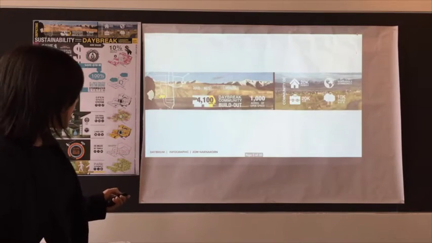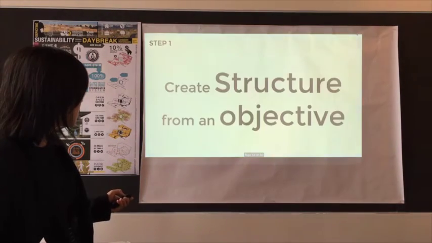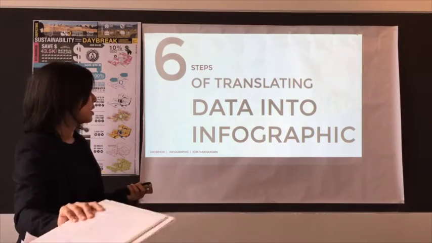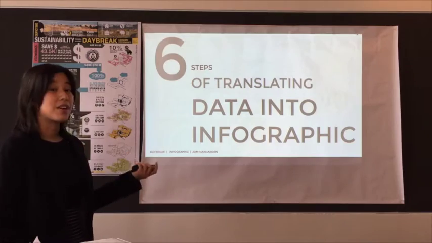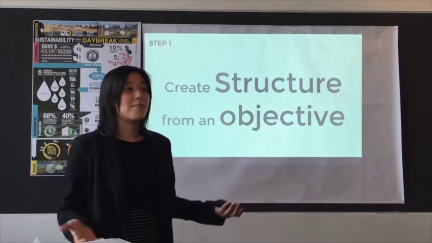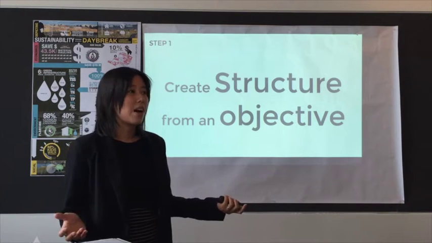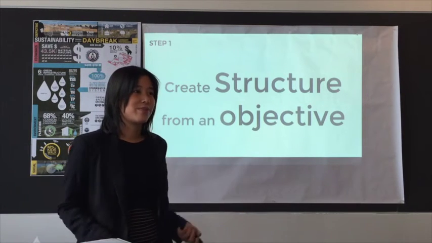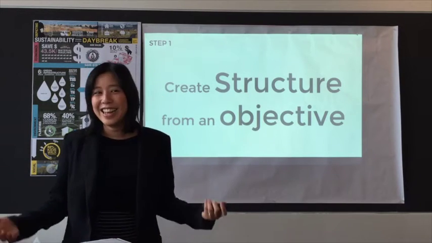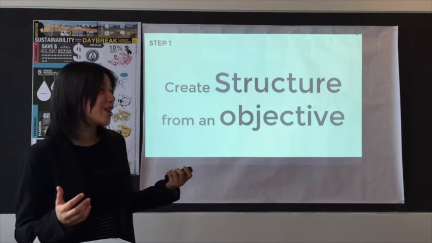So I have a 6-step process of transforming this data into the infographic. First step, I create the structure from the objective. So we need to know why we're doing it, right? We don't just do it for fun, even though it's fun. Actually, I started because it's fun, but you have to have some meaningful objective.